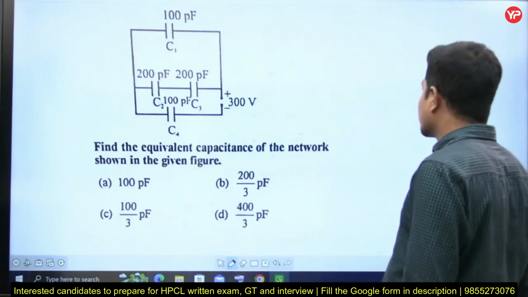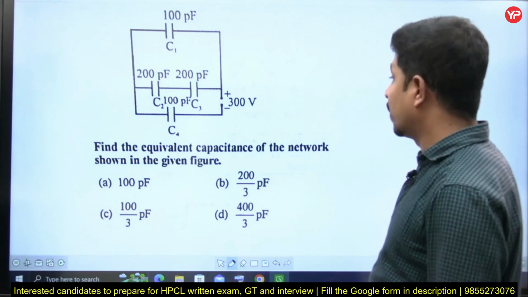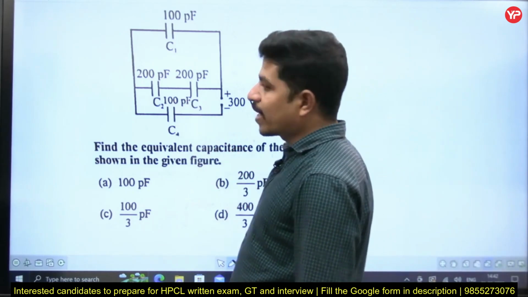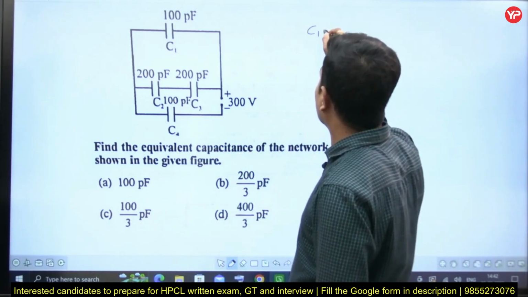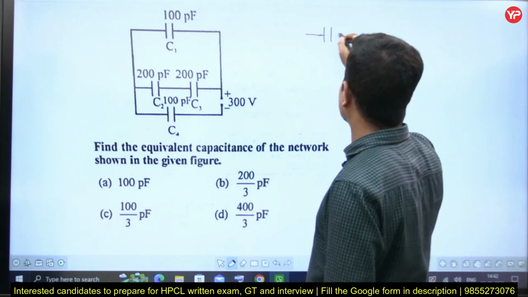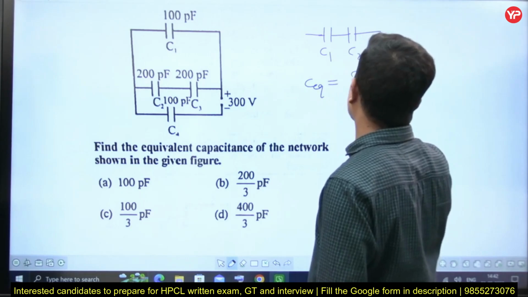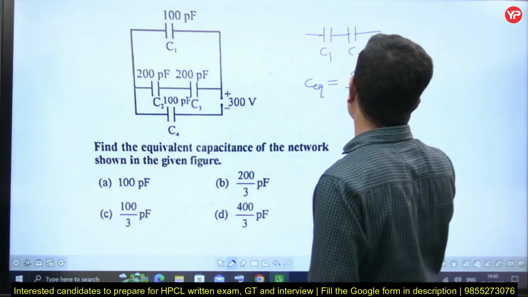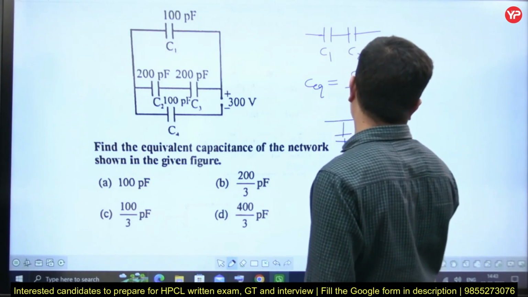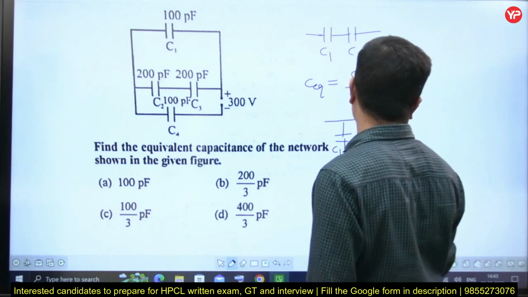Very easy question. Let's go to the next question. Find the equivalent capacitance of the network shown in the given figure. He is asking about equivalent capacitance. See, if there are two capacitances in series, C1 in series with C2, C equivalent is equal to C1 C2 by C1 plus C2. If there are two capacitances in parallel, this is C1, this is C2, simply C equivalent is equal to C1 plus C2.